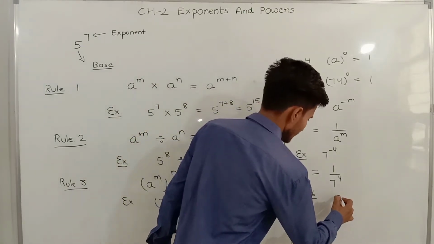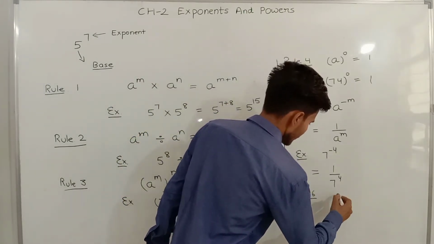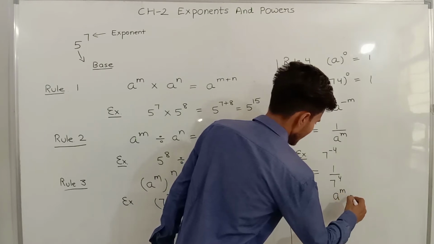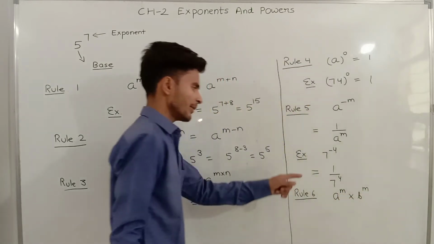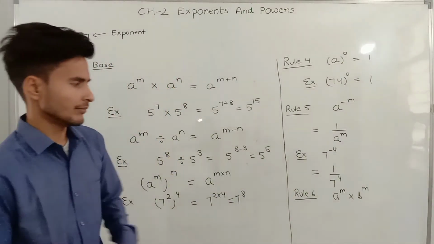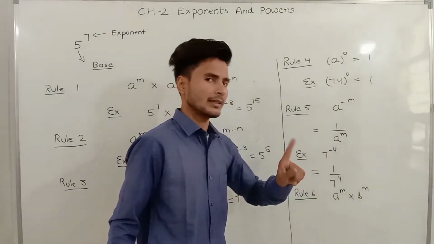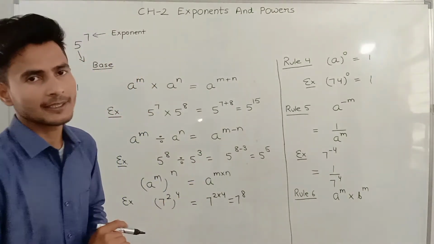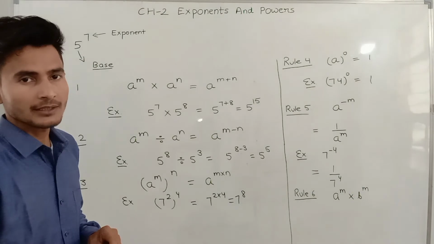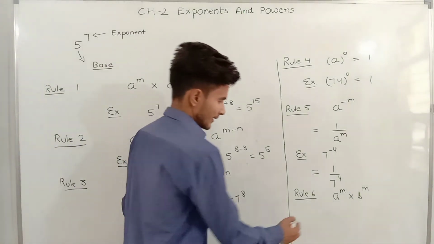Suppose you have a power m into b power n. Here keep in mind one thing, base is not same, but the power is same. Then how can you solve it? Any idea about it?